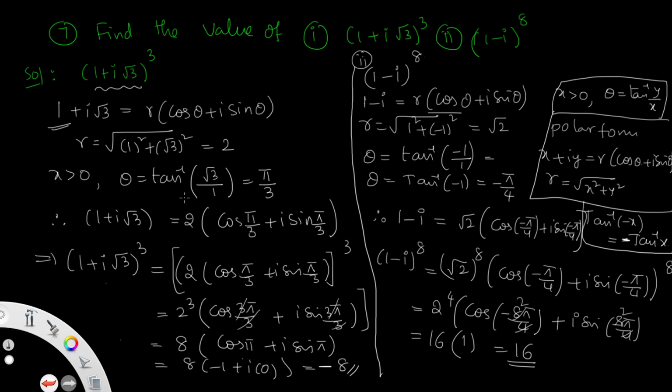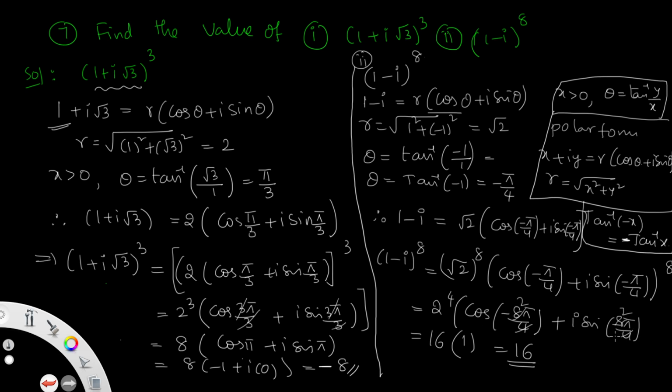Both problems are similar. We get minus pi by 4 here, pi by 3 there. Then the power is raised, here 3, here 8, in the form of cos n theta plus i sin n theta. The power goes inside the angle. Cos of 3 pi by 3 plus i sin 3 pi by 3, that is cos pi plus i sin pi, that is minus 8. Similarly, root 2 to the power of 8 into cos of minus pi by 4 plus i sin minus pi by 4 all to the power of 8 is nothing but cos 2 pi plus i sin 2 pi.